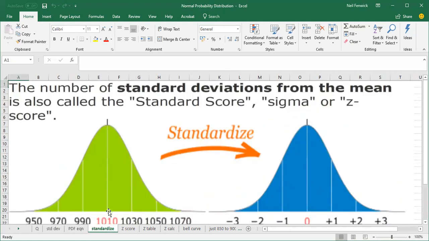In this example here, we've got 1010 as the mean, and we want to standardize our normal curve into standard deviations, plus and minus from the mean. So no matter what numbers are in your data set, we keep the same shape of the curve, but we convert it into standard deviations. Why do we want to do that?